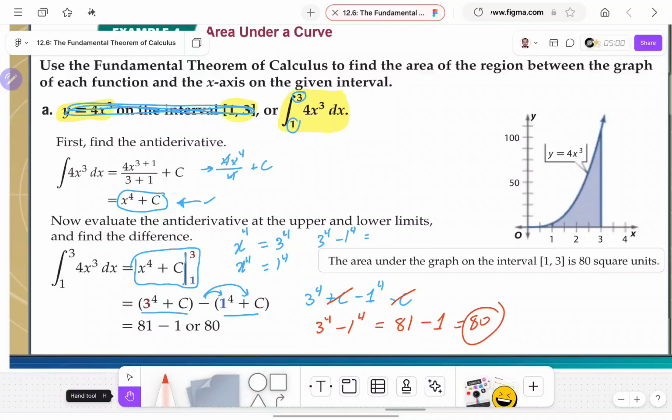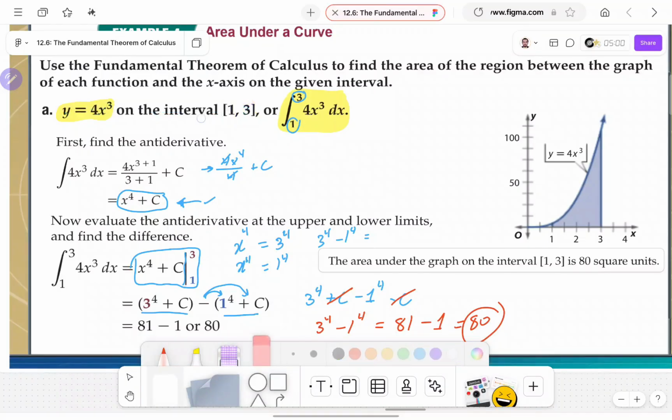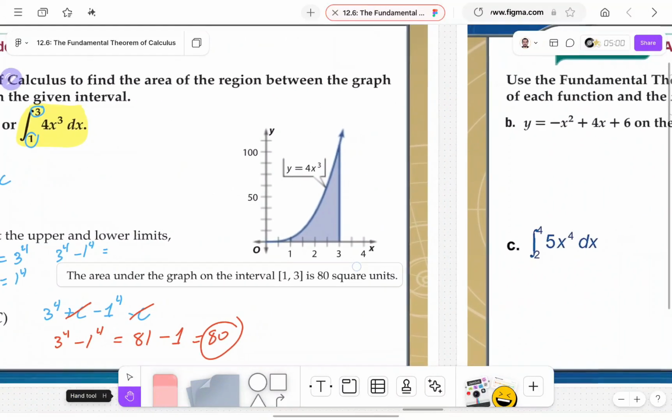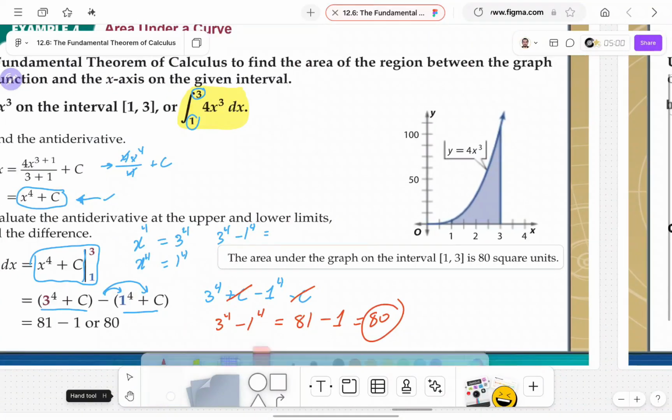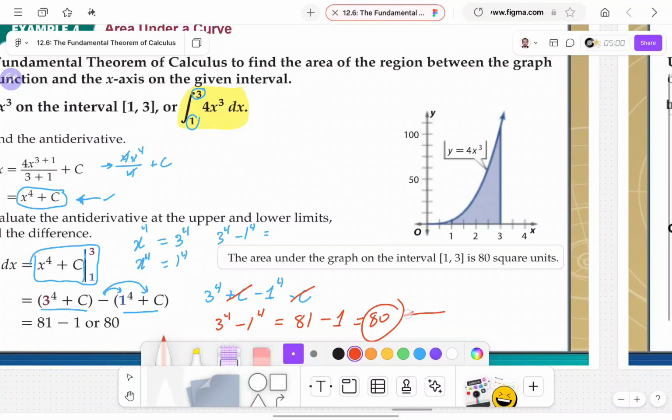See? So when you have plus c for a definite integral, you just cancel the c without doing anything else. Okay, I hope you understand the question. Let's take more examples. Now, sorry, before we go to the next example, what is exactly this value of 80?